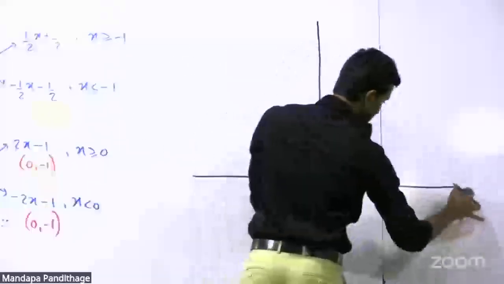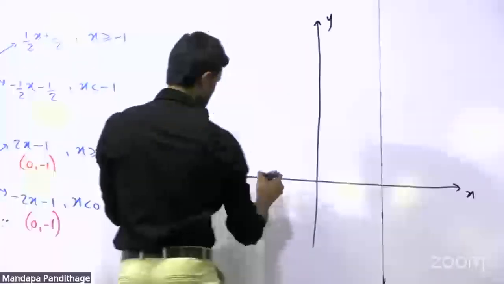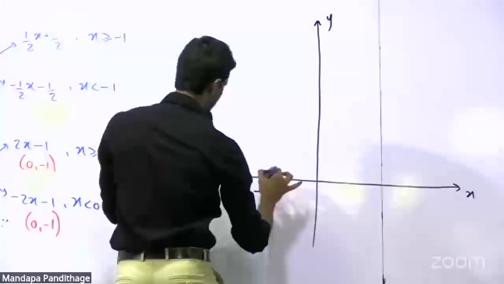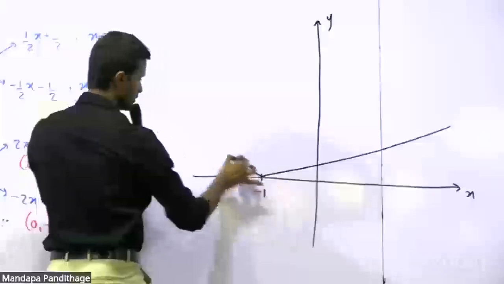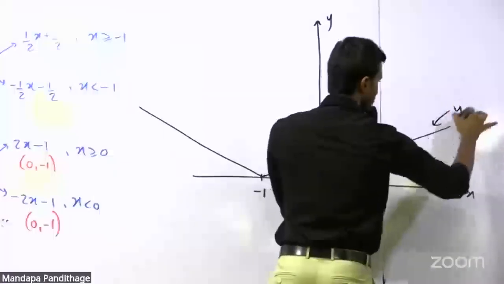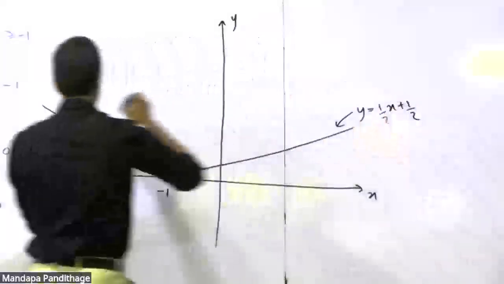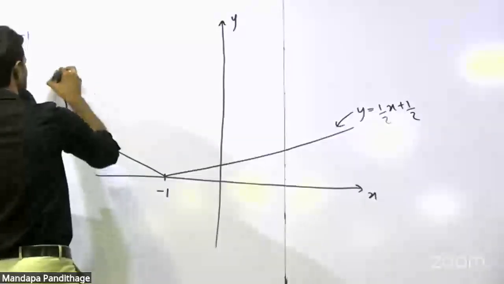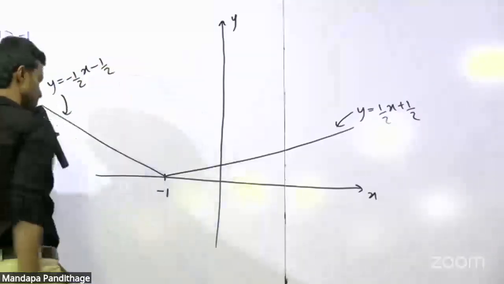So there should be a clear gradient change because half and 2. This is at minus 1, half x plus half, and it goes in this way. Name it y equals half x plus half. And this one is y equals minus half x minus half.